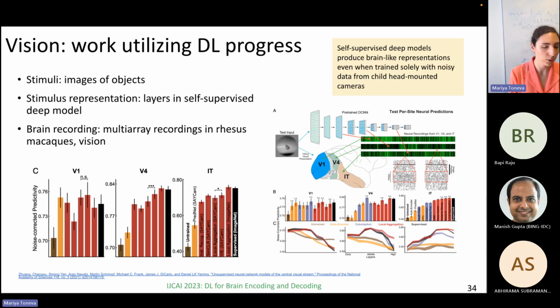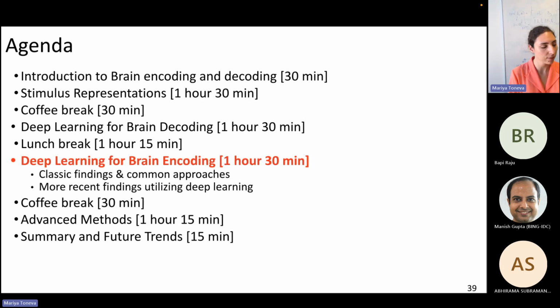Now, because we're running low on time, I wanted to go back to this agenda and leave a few minutes for questions and allow you to do your coffee break. Here, again, we talked about deep learning for brain encoding in this session. We talked about some classic findings and some common approaches for how to actually build encoding models. And we discussed some recent findings that use deep learning to extract representations from the models and actually predict the brain response to very naturalistic stimuli. So this was the presentation for the brain encoding part.